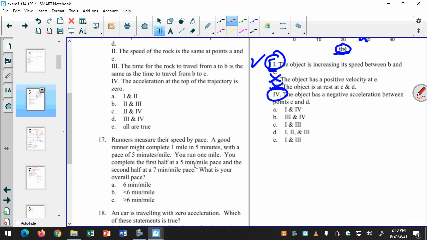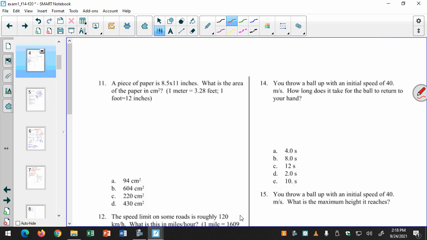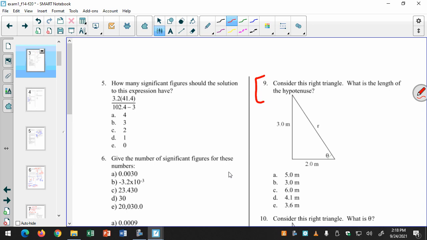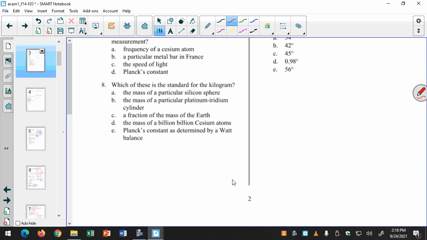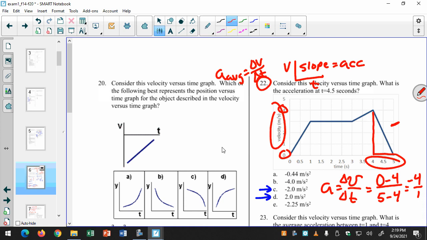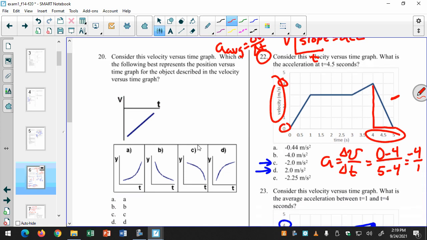I don't see other good ones here. Actually, it doesn't look like I had many graphs on this one, but you will have a lot of graphs on your exam. So let's, oh no, here we go. Here's some more. Consider this velocity versus time graph. Which of the following best represents the position versus time graph?